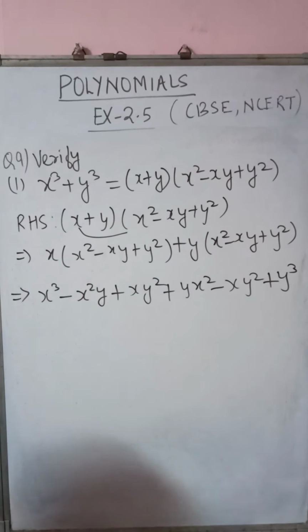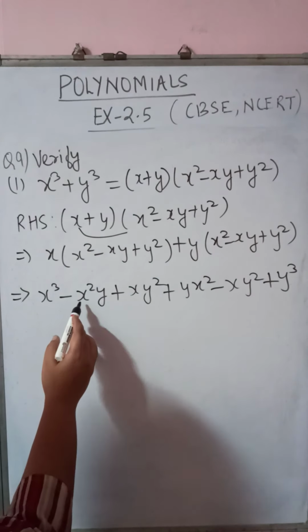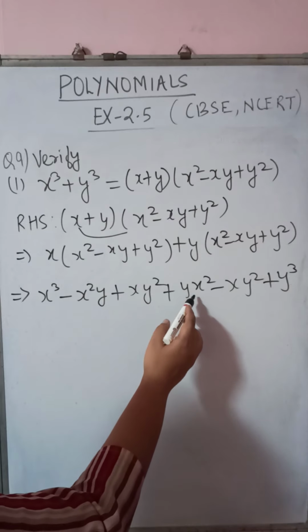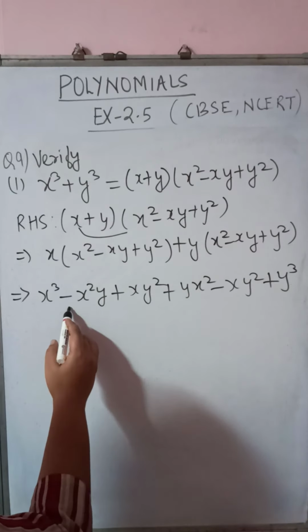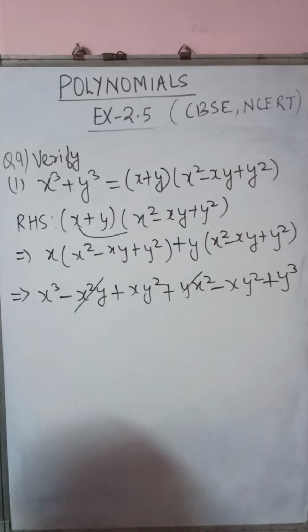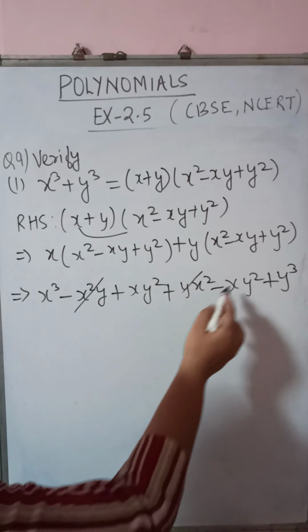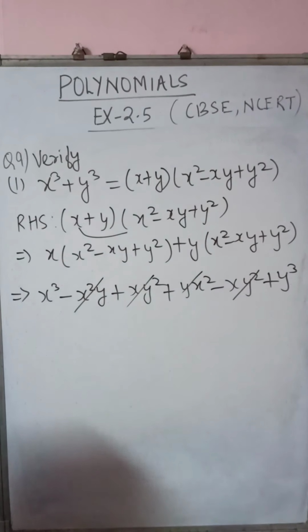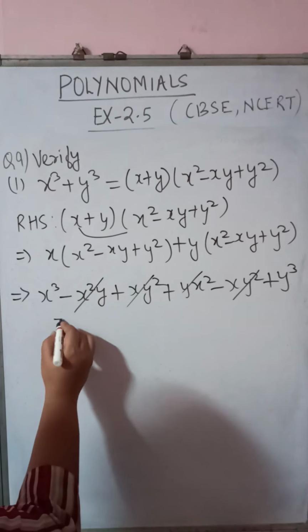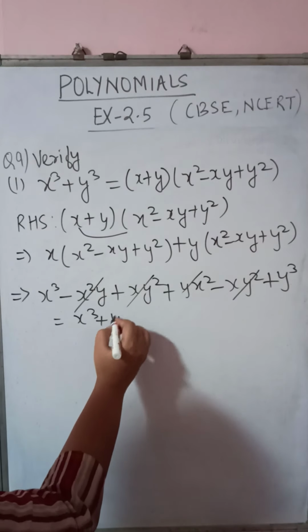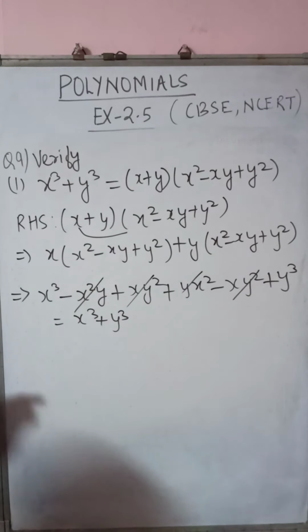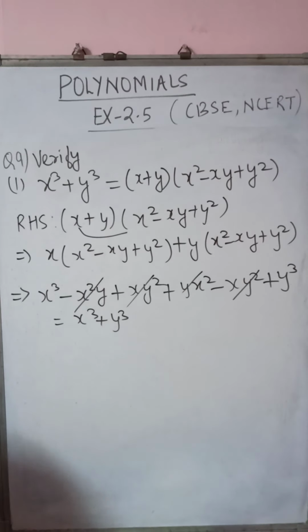Now we will look for similar terms with opposite signs. Plus x square y minus x square y gets cancelled. Plus xy square minus xy square gets cancelled. Now what is remaining? x cube plus y cube. So this is done. First verification, very easy method.